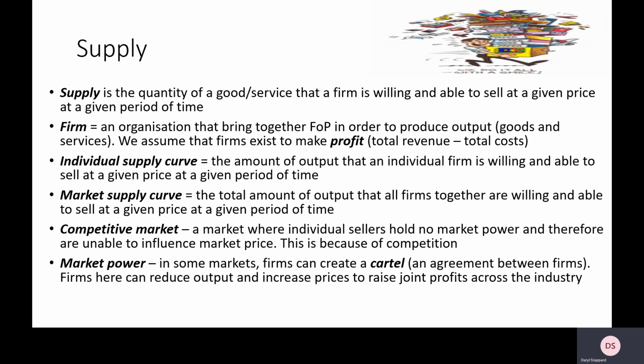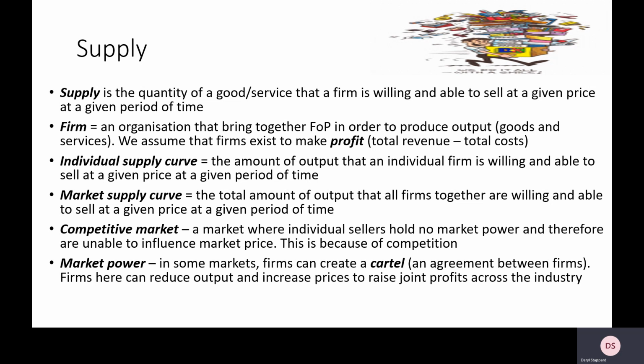Now, when we draw a supply curve, we could draw an individual supply curve, which would be the output that an individual firm is willing and able to produce at a given price at a given period of time. Or we could look at the market supply curve, and that would be adding together all those individual supply curves in a marketplace. So, for example, in the supermarket industry, we could look at the individual supply curve for Tesco, but the market supply curve would look at the combined supply curves of all of those different supermarkets in that industry.